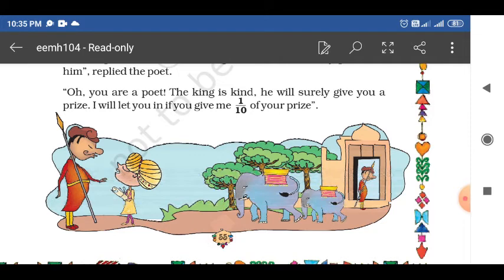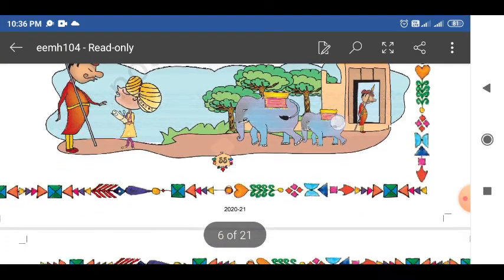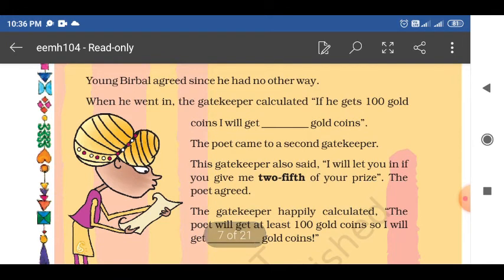See what this gatekeeper told. The king is very kind, he helps everyone. So surely he will help you also. He will give a prize to you. But if he gives you a prize, you have to give me one tenth of your prize. How much the king will give, we don't know, but he asked for one tenth part. So he asked in a fraction, that is important. One tenth part of your prize amount, you have to give to me, the gatekeeper told Birbal.